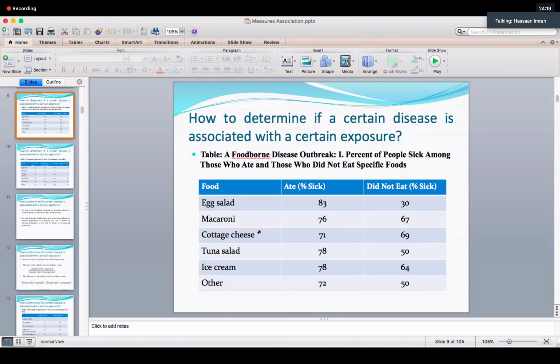Okay, so this is the table that they have shown us. So who is going to interpret? You just look at this table and try to interpret.